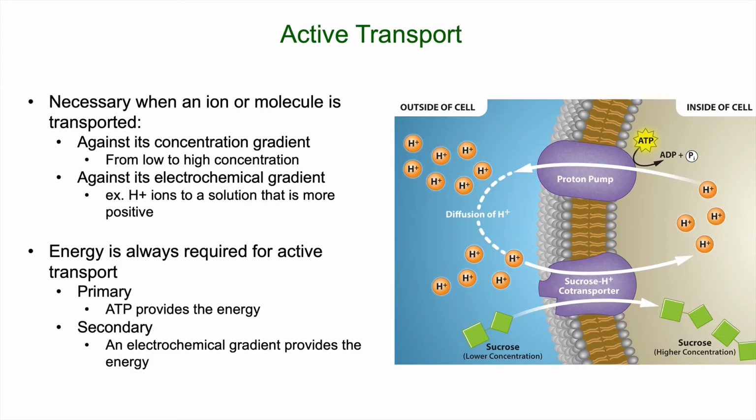Different from passive transport is active transport. In active transport, we're going to spend energy. This is necessary when we're transporting an ion or molecule against a concentration gradient, so from low concentration to high, we're pushing it to the high side, or against an electrochemical gradient, meaning to push, in this example, positively charged hydrogen ions to where there are more positively charged hydrogen ions. They have the same charge, they're repelling each other, they don't want to be together, so it takes energy to push them that way.